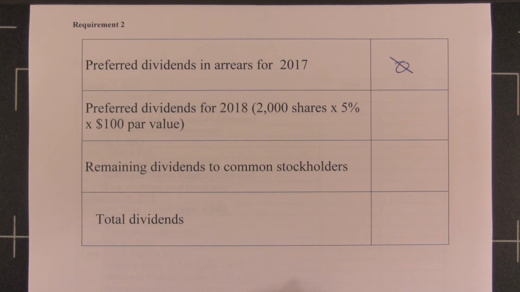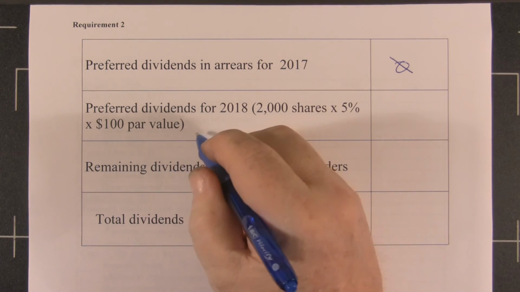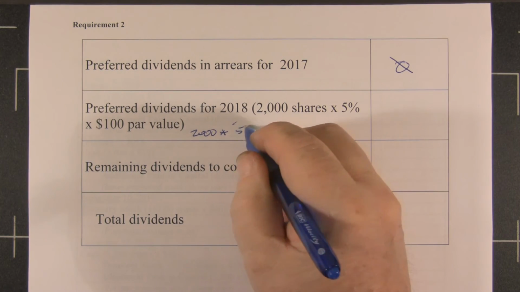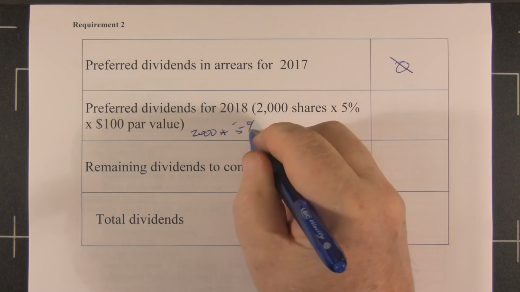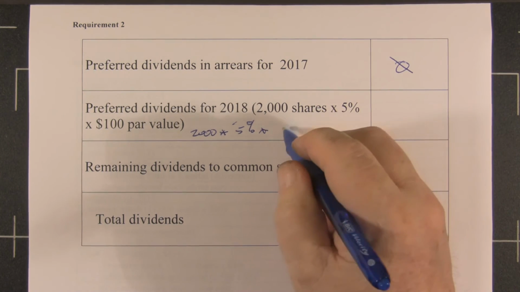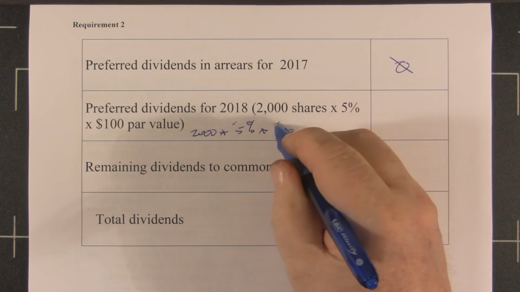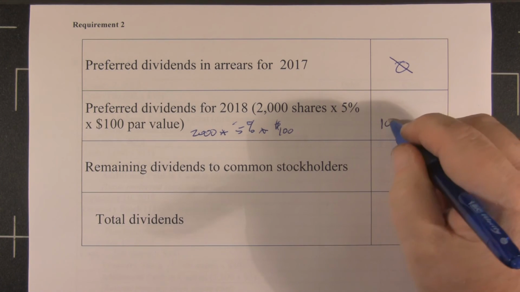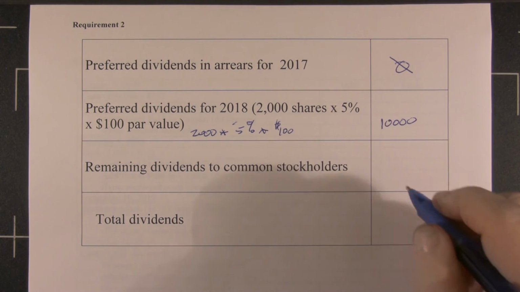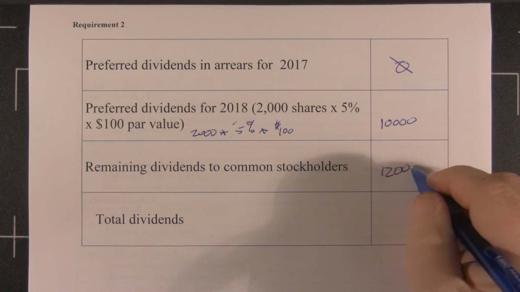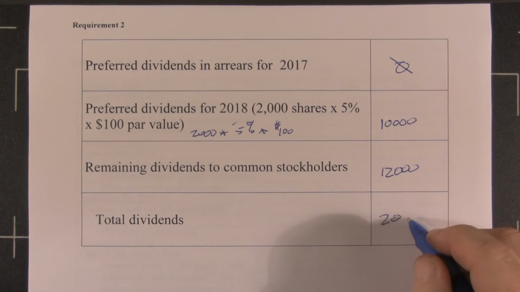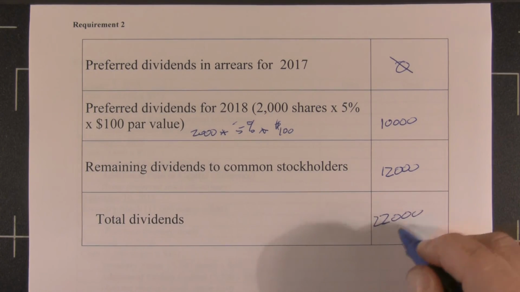This year, we do indeed owe them their 2,000 shares times 5% times $100 par. So each of the preferred shareholders gets a $5 bill. That's $10,000. And the remaining $12,000 goes to common shareholders. So there's the total $22,000.